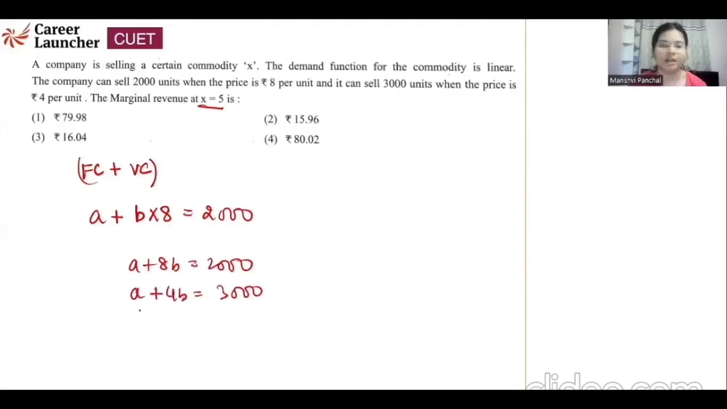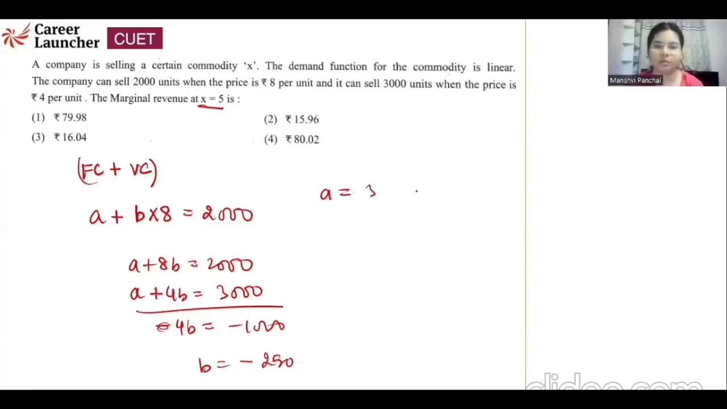If I subtract it, then what am I getting? A minus A cancels, 4B equals 2000 minus 3000, so minus 1000. It means B is equal to minus 250, right? And what will be A? If B is minus 250, then A will be 3000 plus 4 into 250, it means 1000, so it is 4000. So the demand function is 4000 minus 250.